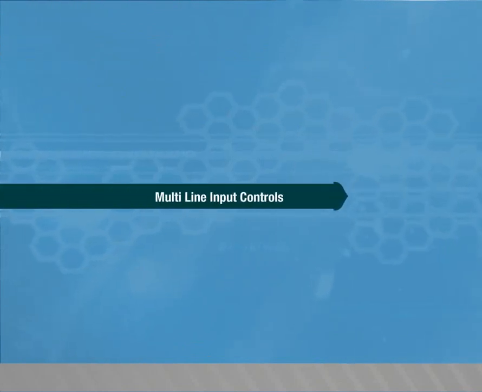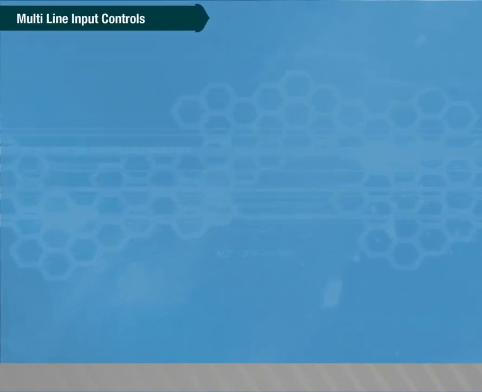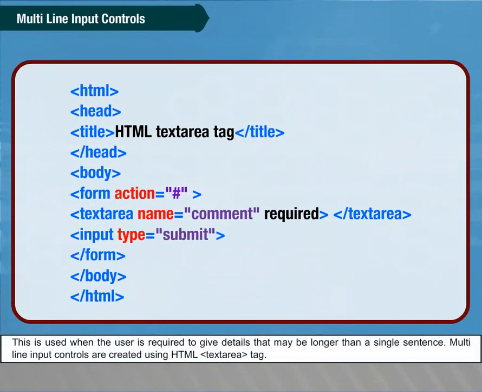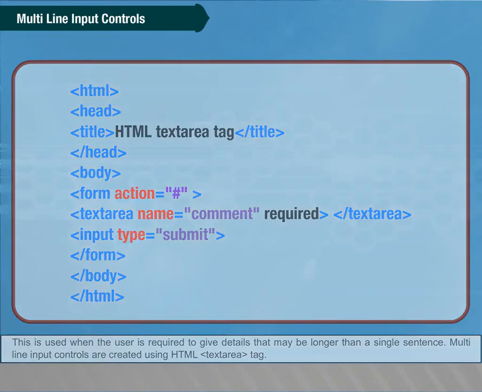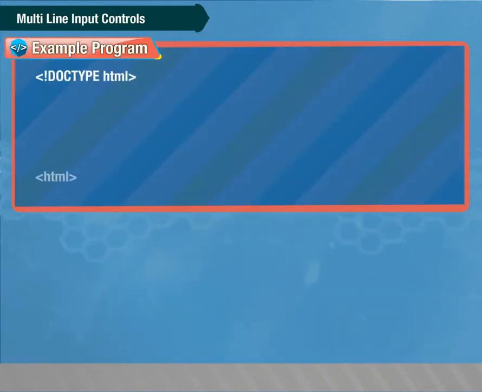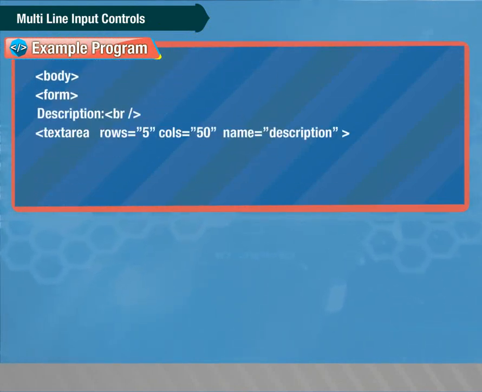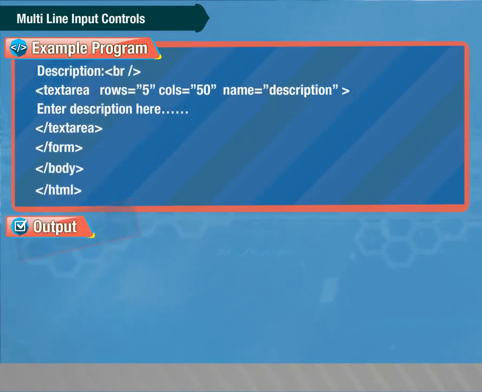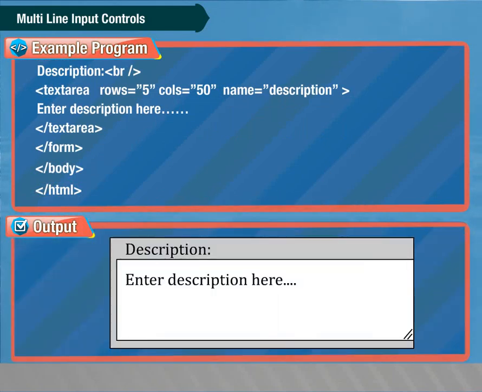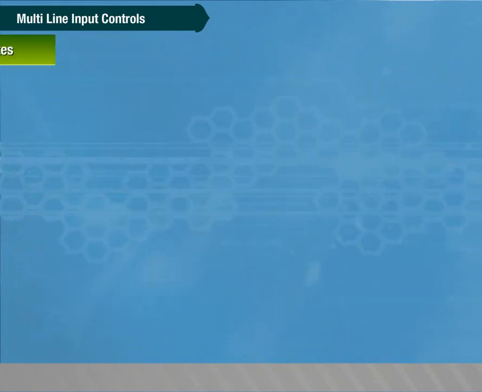Multi-line input controls. This is used when the user is required to give details that may be longer than a single sentence. Multi-line input controls are created using the HTML textarea tag. Now we can see the example program of multi-line input controls. The output of this program is shown on screen. Attributes.